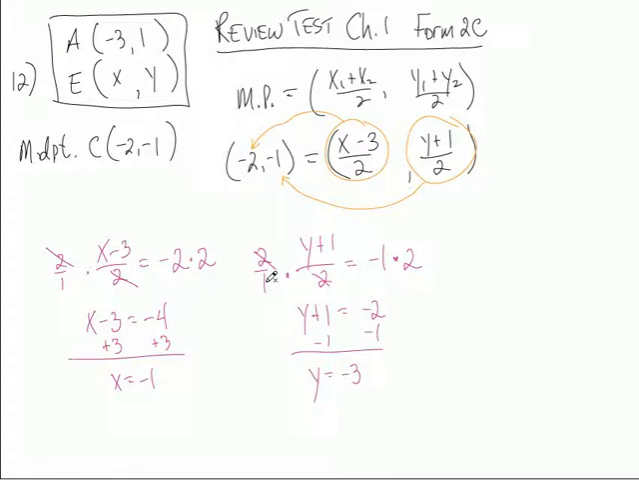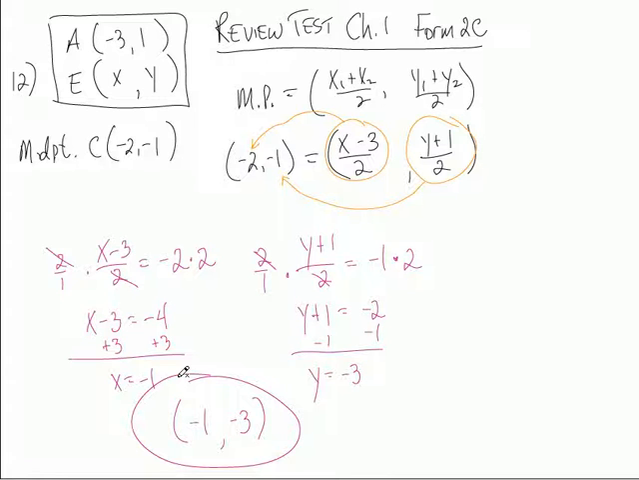Alright? Now, what are we asking to find? They say find point E, right? So it says find a point. How are we going to write our answer? As a point, as an ordered pair, right? Okay, which one goes first? And the second one? There it is. That's your answer right there.